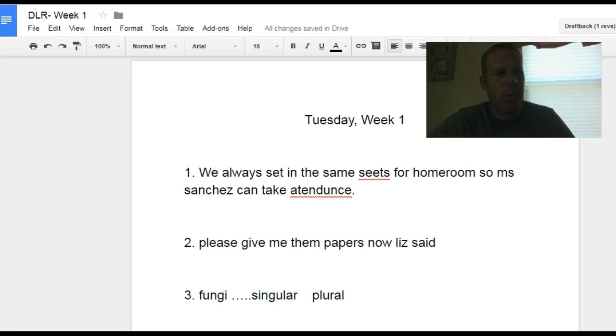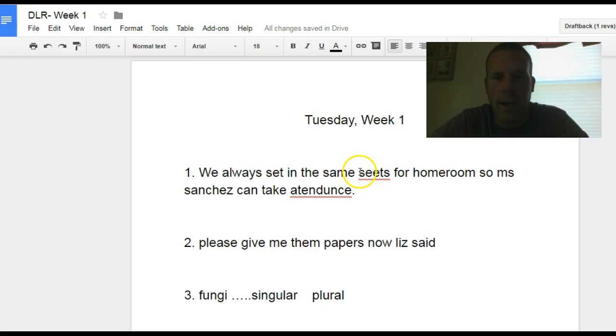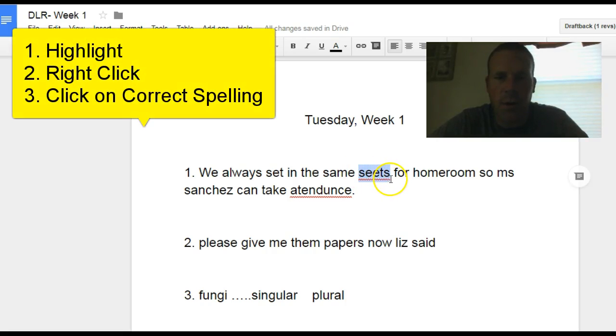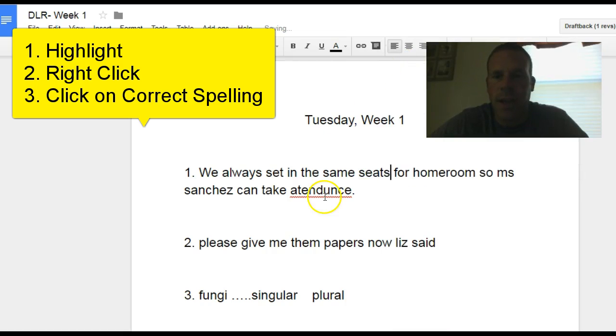Right, here we go with our Tuesday week 1. Our first sentence says, we always sat in the same seats for homeroom so Miss Sanchez can take attendance. You can already see that we have a couple of red squiggly lines, and I talked about that in the very first video for Monday week 1. When we have those red squiggly lines, we just highlight the word, right click it, and it says, did you mean seats? Right there we have S-E-A-T-S, and then we fix that.